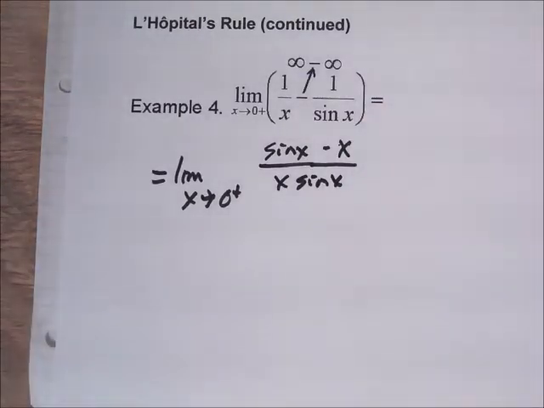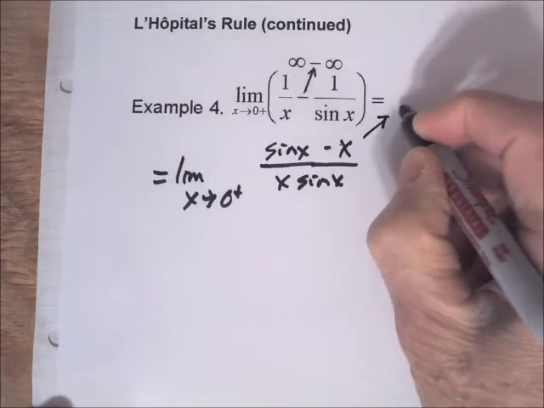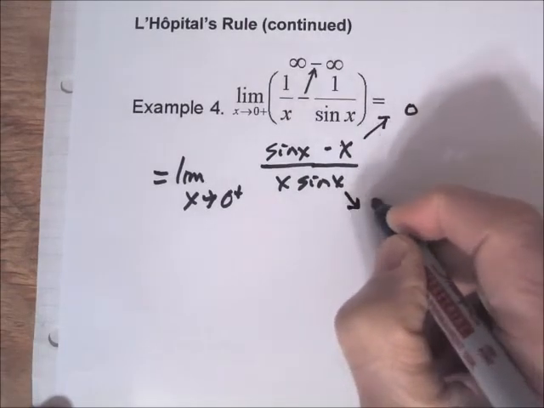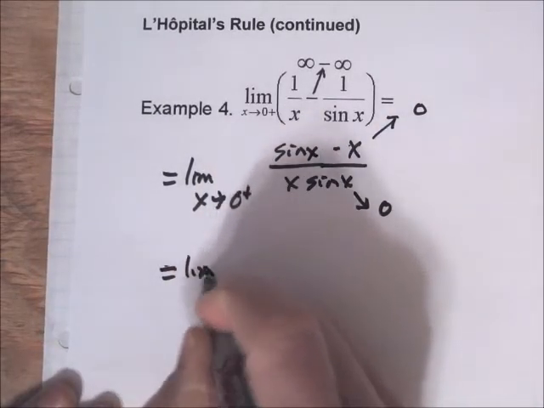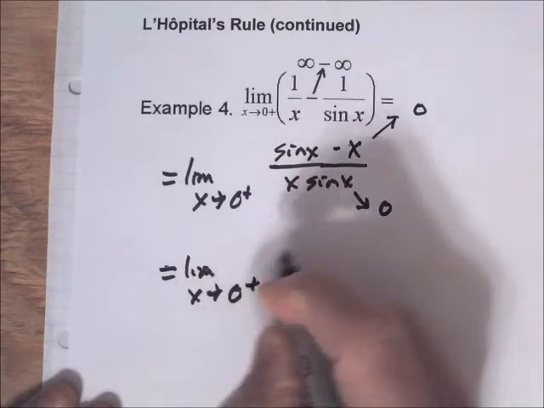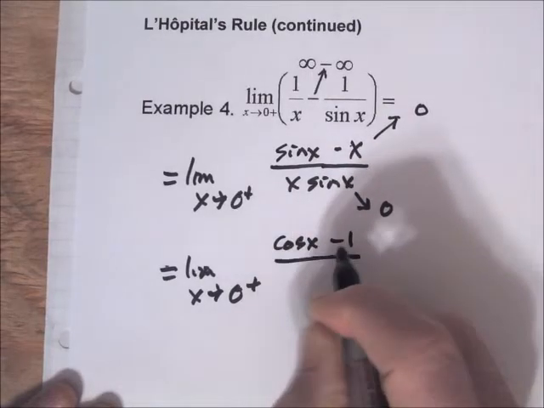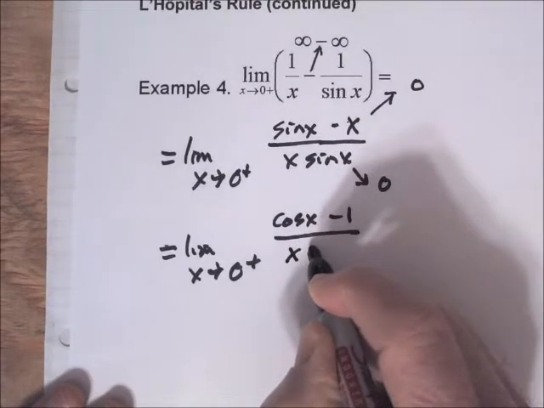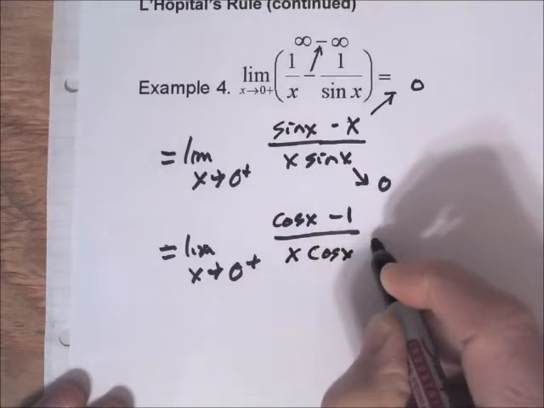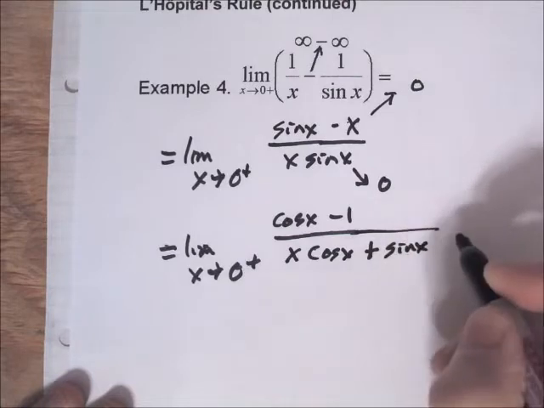Okay, as x goes to 0, this is going to be 0 over 0. Now this is indeterminate of the form 0 over 0, right? We take the limit: the numerator goes to 0 and the denominator goes to 0. So now we can apply L'Hopital's rule. Limit as x goes to 0 from the positive side. The derivative of the sine is the cosine, so cosine minus 1 over. For the bottom we can use the product rule: x times the derivative of the sine, which is the cosine, plus the sine of x times the derivative of x, which is just 1.